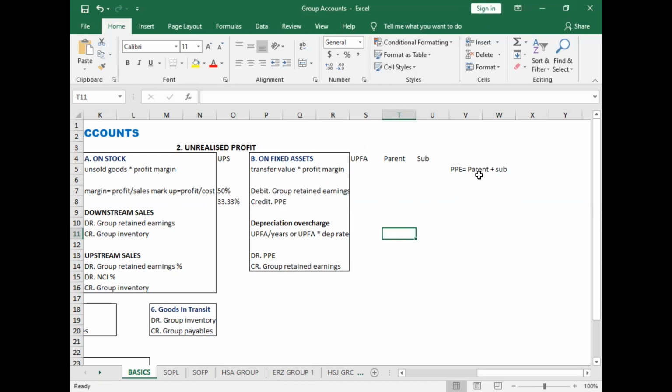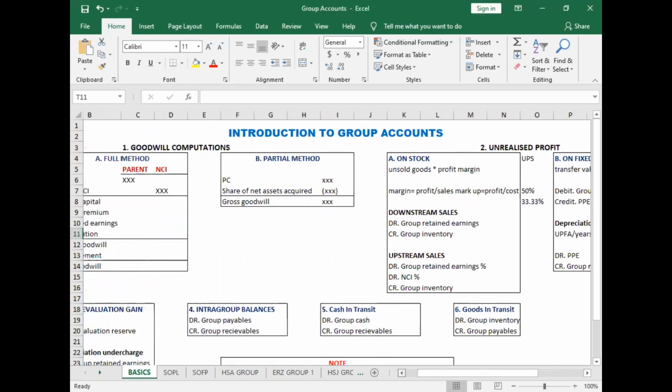So what I was saying, we less it from our PPE and add it to our cost of sales. And remember, we overstated our PPE. Overstating our PPE means it will result in depreciation overcharge. We charged depreciation on the profit, so we have to remove the depreciation. By removing the depreciation overcharge, we will debit PPE, then credit group retained earnings. Depreciation overcharge occurs where there is sale of fixed assets at a profit.